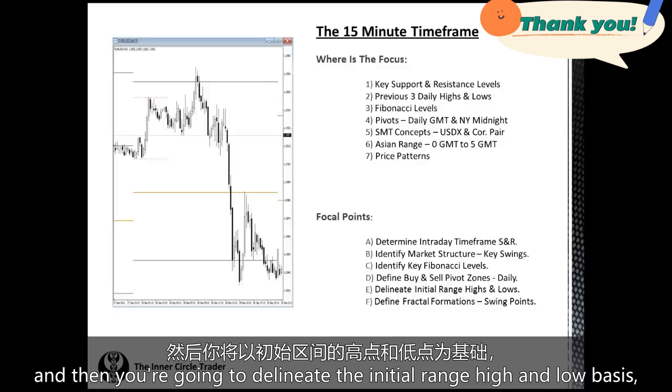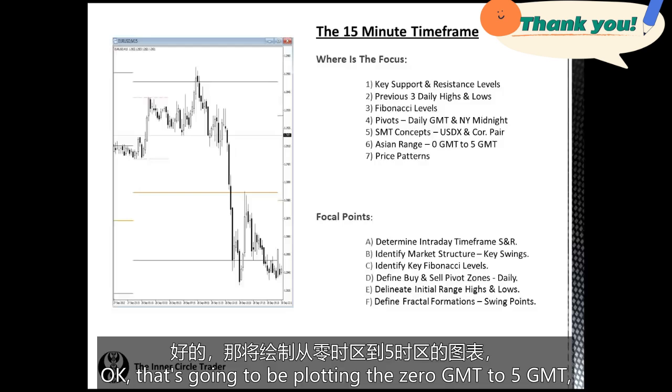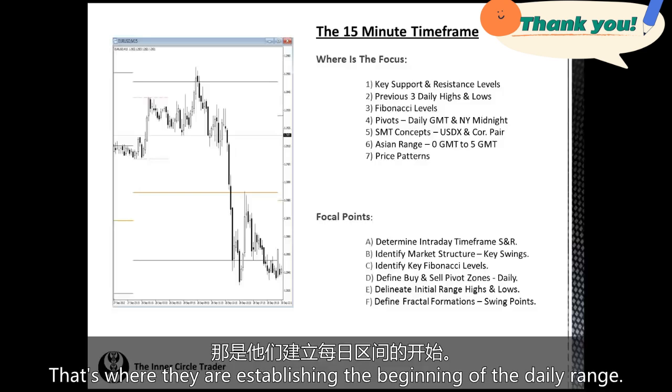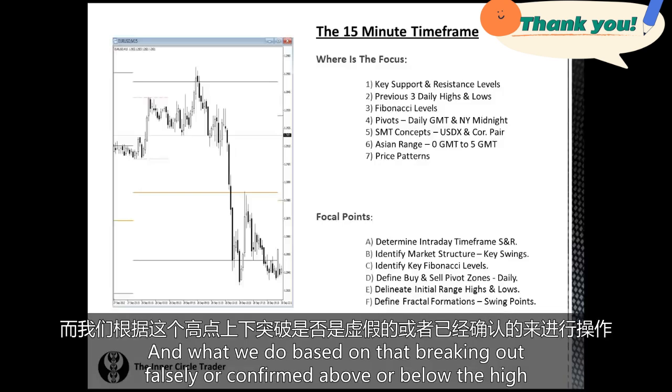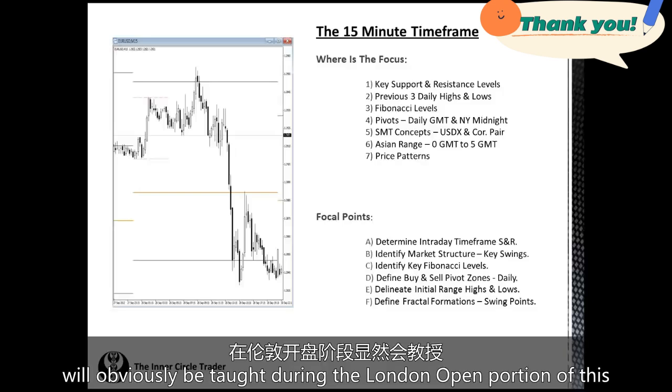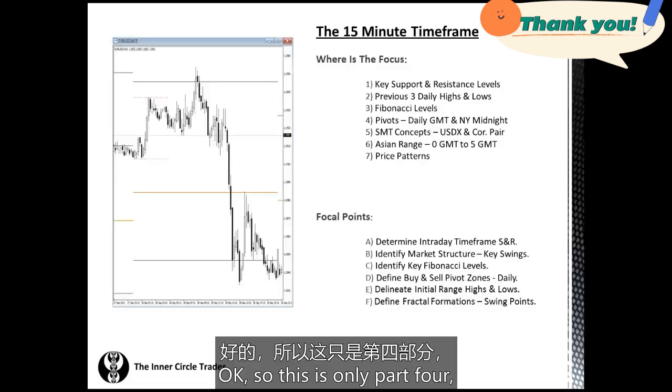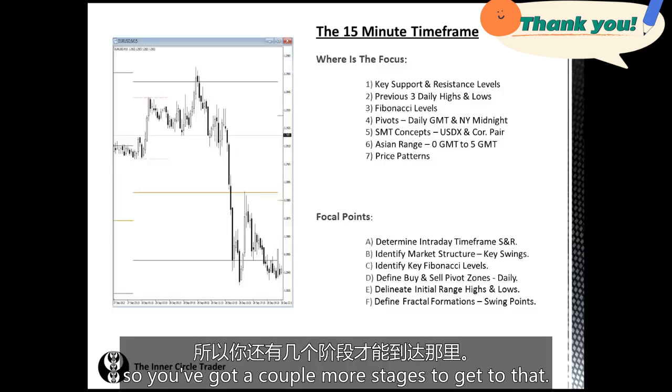Okay. And now you're going to delineate the initial range high and low basis the Asian range indicator. That's going to be plotting the 0 GMT to 5 GMT window of opportunity. That is the accumulation distribution phase for the day. That's where they are establishing the beginning of the daily range. And what we do based on that, breaking out falsely or confirmed above or below the high and low of that, will obviously be taught during the London Open portion of this presentation, part 7. Okay, so this is only part 4, so you've got a couple more stages to get to that.